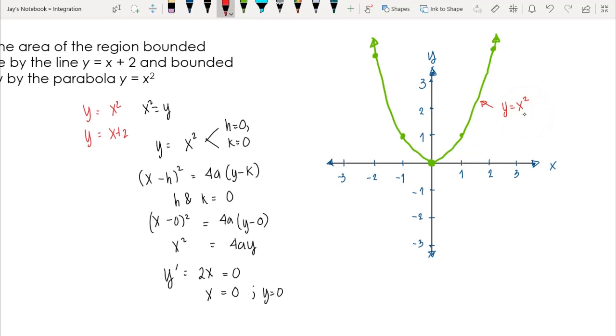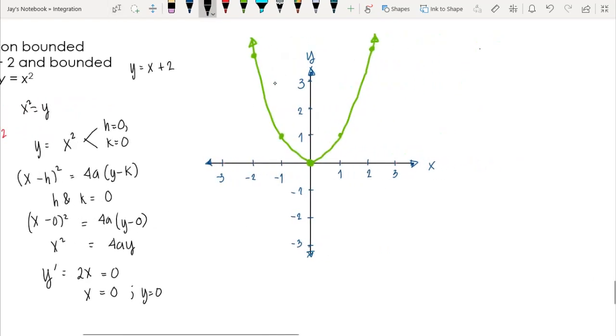And then we have the equation of the line, which is y is equal to x plus 2. So we need to plot this one and determine the point of intersection between this line and this curve. Now, how are we going to plot? We can do a table. If this is our x, this is our y. If our x is equal to 0, then y is equal to x plus 2, so we have y equal to 2.